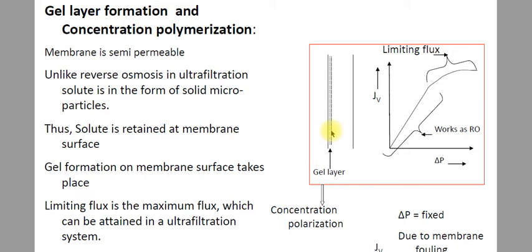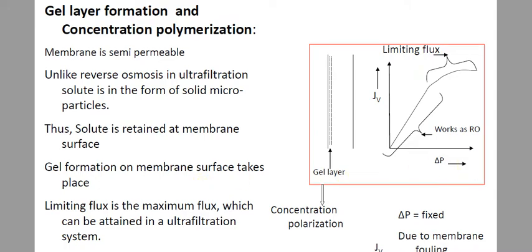And when this layer becomes thicker, it will start to act as a resistance for the water flux, because it is a solid layer. So it again starts to work as a resistance. So the flux will again start to reduce. That means the thickness of the layer is increasing with the increase of the pressure, and that leads to the limiting flux, meaning the flux becomes constant after some time. So this is called the limiting flux.